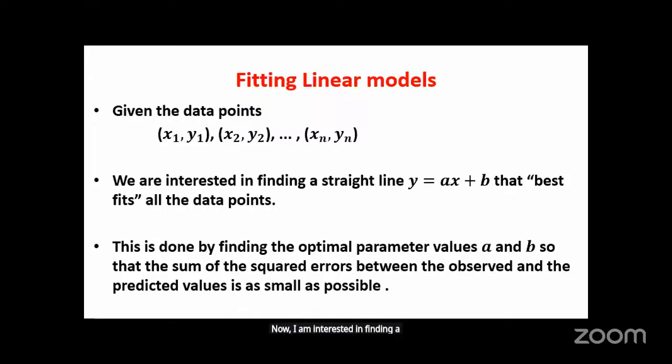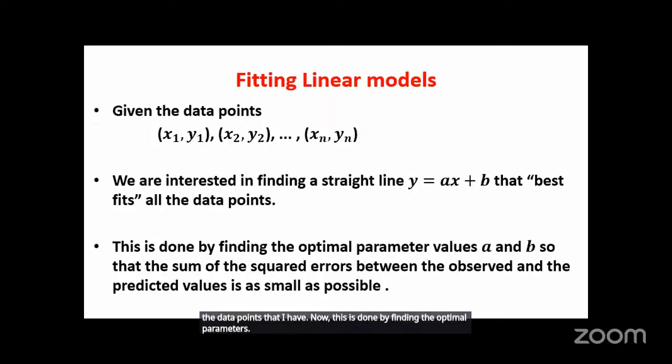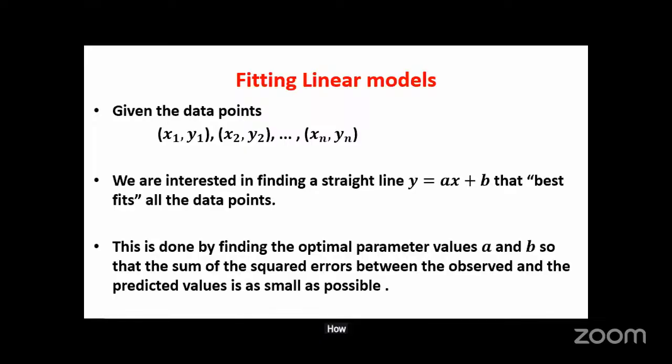Now, I am interested in finding a straight line, a linear model, y equals ax plus b, that best fits all the data points in my data sets. I want a straight line that closely matches the data points that I have. Now, this is done by finding the optimal parameters. Look at that function, y equals ax plus b. How many parameters do we have there? What are the parameters there? X and y are what? They are variables. A and b are the parameters here.